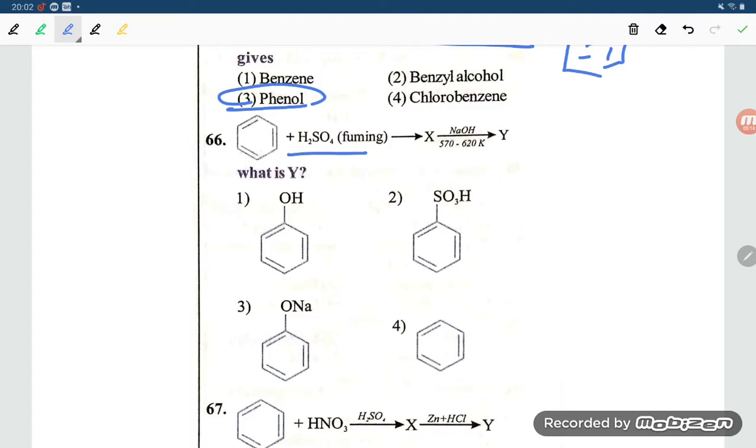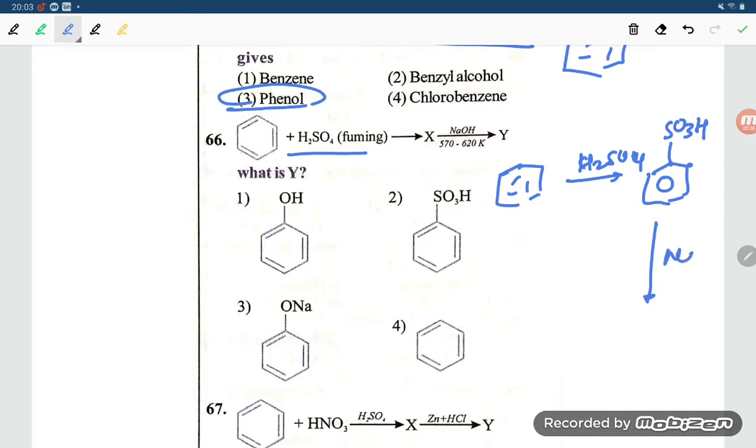So dear students, you see, if benzene undergoes sulfonation reaction with H2SO4, first it will give benzene sulfonic acid, SO3H. If you treat this benzene sulfonic acid with NaOH, it will give the phenoxide ion, so ONa will form. So that is the correct option for problem number 66.